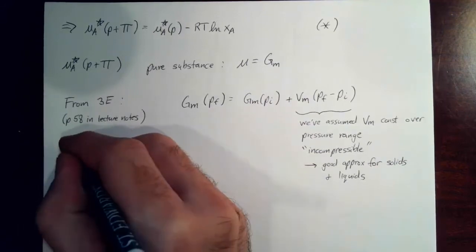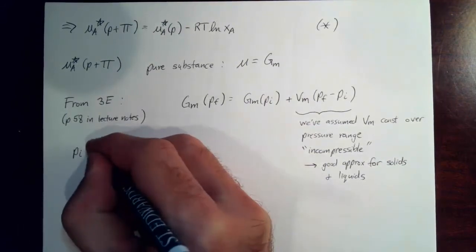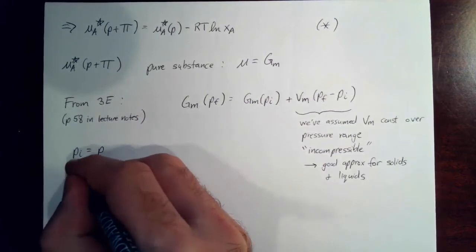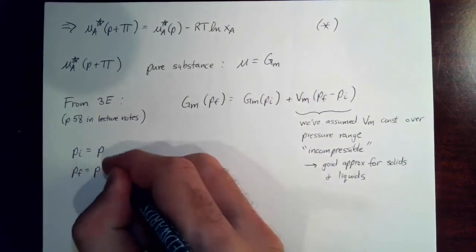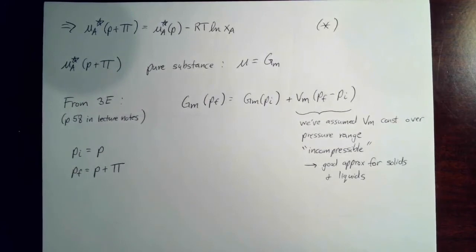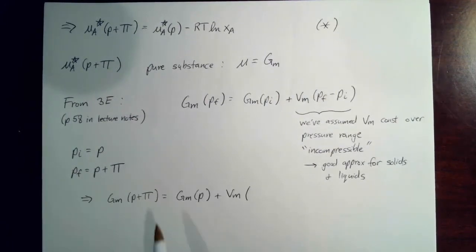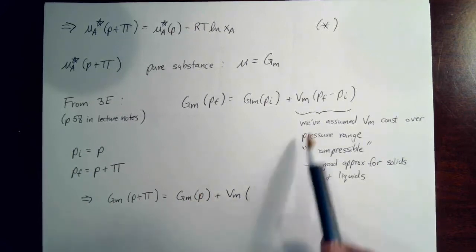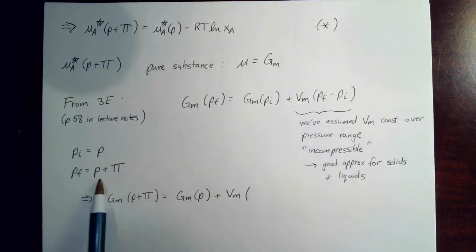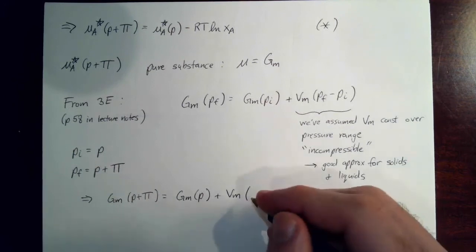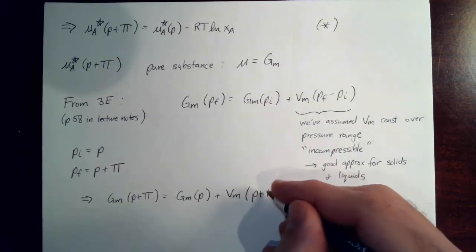Okay, now using this, the initial pressure is P, and the final pressure is P plus pi, and we want to know what happens. So Gm at the final pressure, P plus pi, equals Gm at the initial pressure, which is P, plus Vm times P final minus P initial. Well, P final minus P initial is just going to be pi.